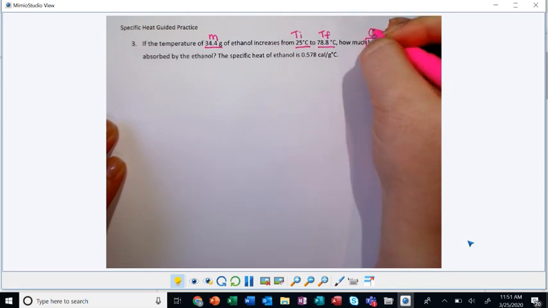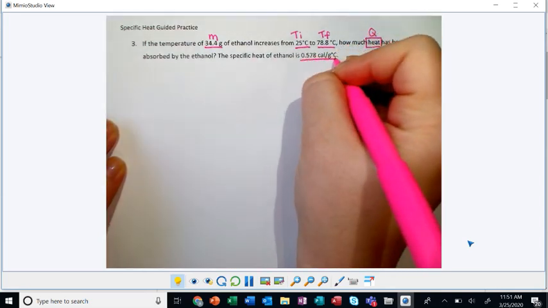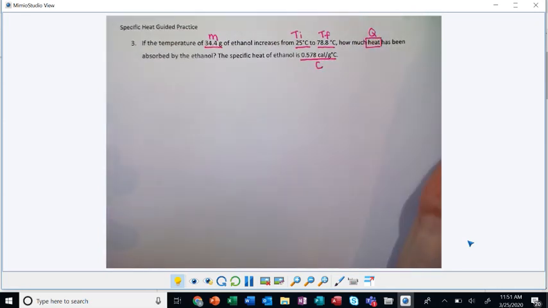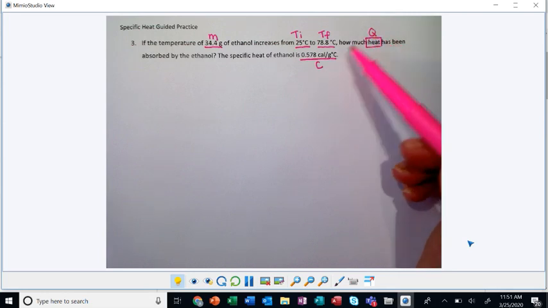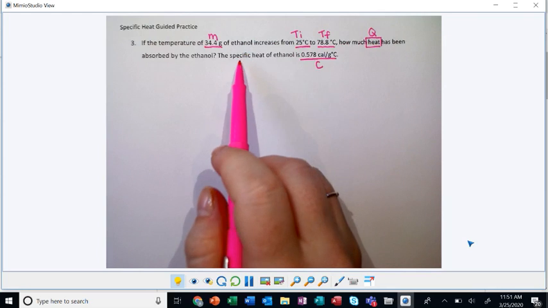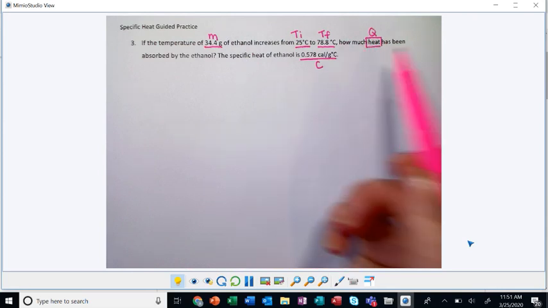Heat again is Q, and the specific heat is this. Please be very careful when you're labeling heat and specific heat. There's a lot of times that people get these two confused. Only label it as a C if it says the word specific. If it does not have this word, if it just says heat, then that has to be Q, right?